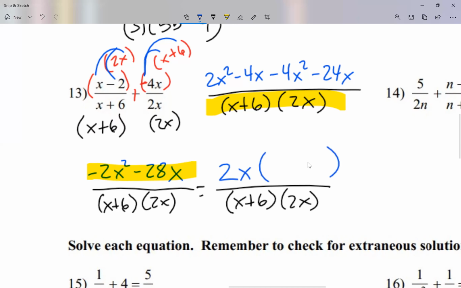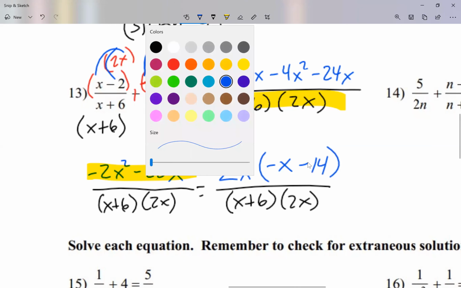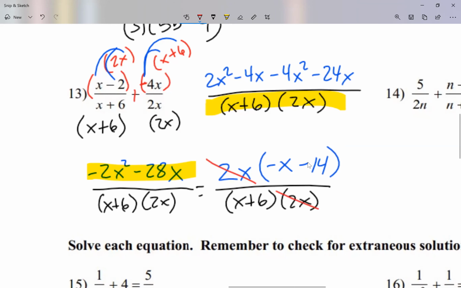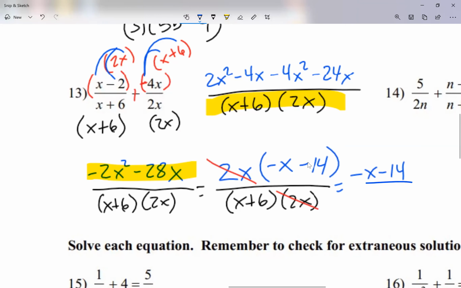So again, I'm going to do my distributive property backwards. Number-wise, I'm going to divide each by 2. Letter-wise, I'm going to remove an x. So that gives me a negative x minus 14. Now here, this 2x with this 2x cancel out. And my answer will be negative x minus 14 over x plus 6.